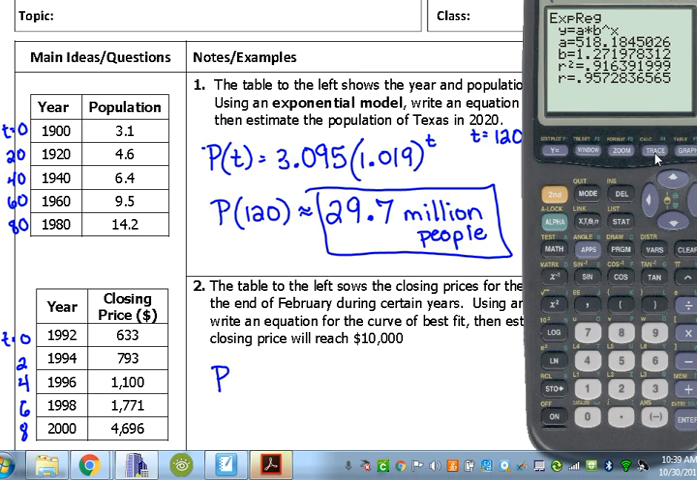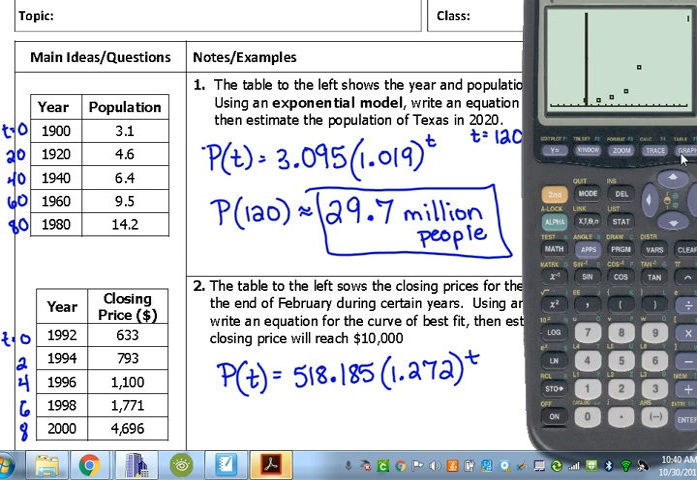So here is our model, P of T. Well, I don't really want to use P. P was for population. Let's say, well, we're talking about price. That works. The price at time T is equal to 518.185. Notice that's a little bit further away from our initial closing price. The base is 1.272 to the T. So there's our model. Let's look at the graph. It's pretty close to our points there. It doesn't go through them as nicely as the last one did, but not all models are going to be able to fit the data super, super well.